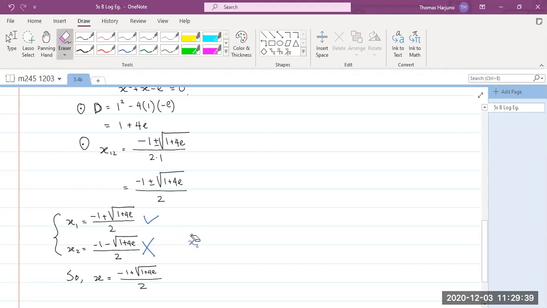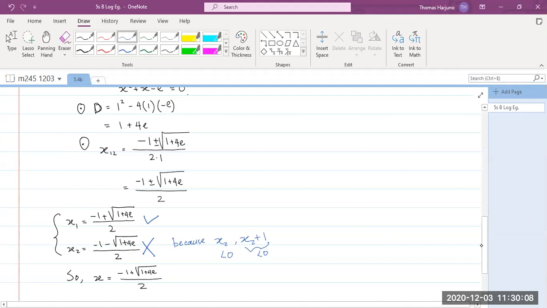Let me say x2. This is because you see that we have x2 and x2 plus 1 in the arguments. This guy is negative, and of course this one is also negative. That's why we have to reject them. You reject it once it doesn't satisfy the domain of any one of the logs.